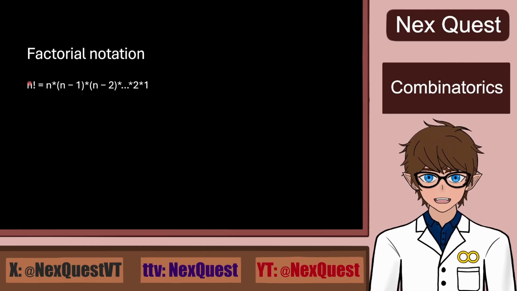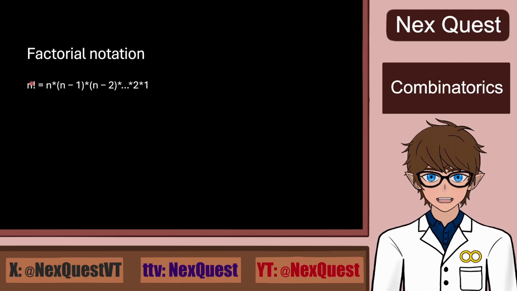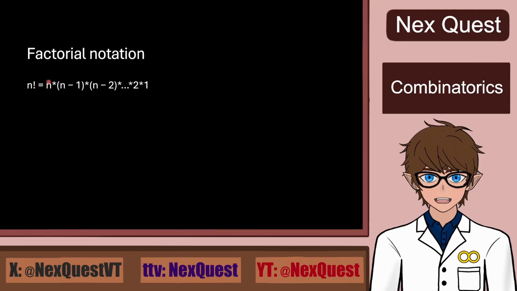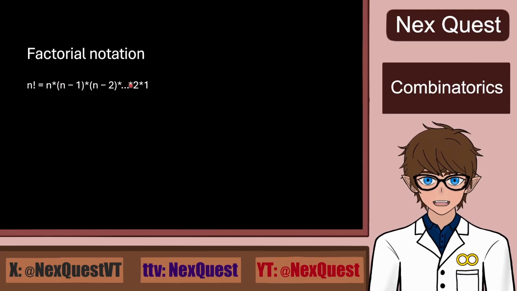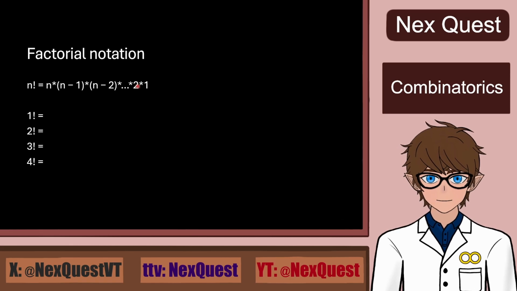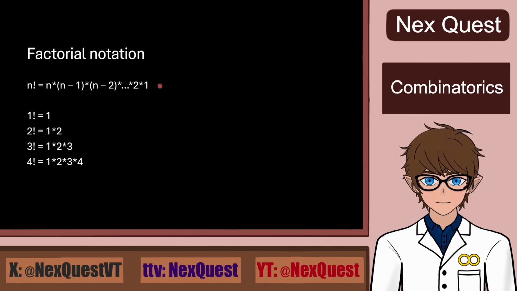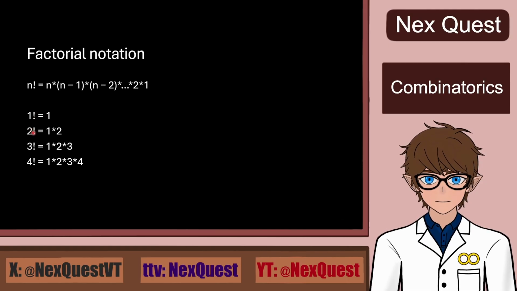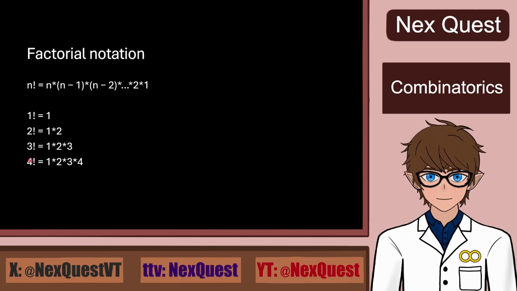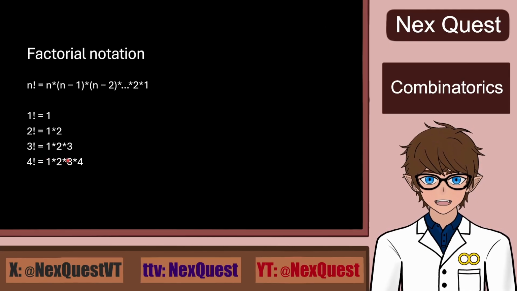So n factorial is marked with n exclamation mark, and it equals n times n minus 1 times n minus 2, etc., times 2 times 1. So let's have the following examples to show how this works. 1 factorial is 1. 2 factorial is 1 times 2. 3 factorial is 1 times 2 times 3.